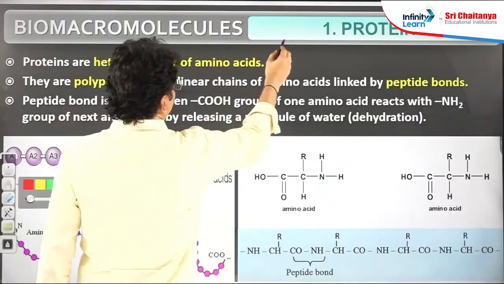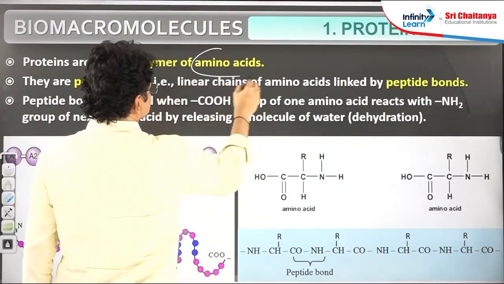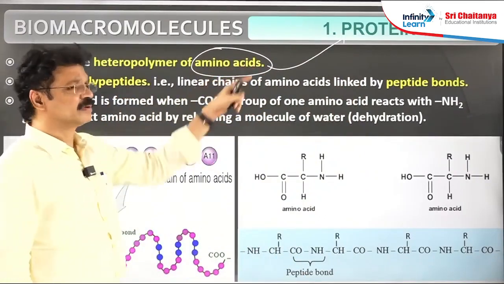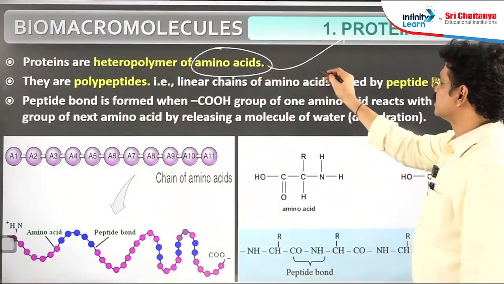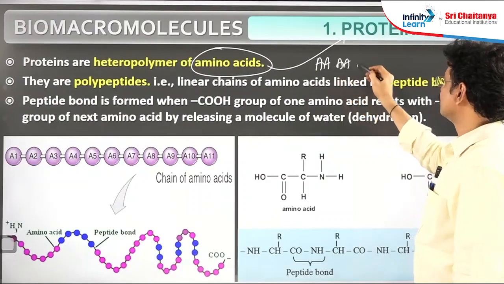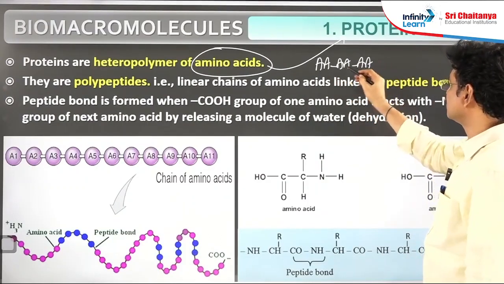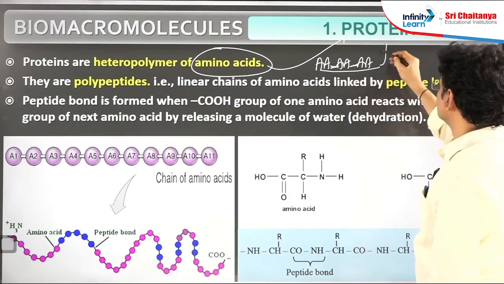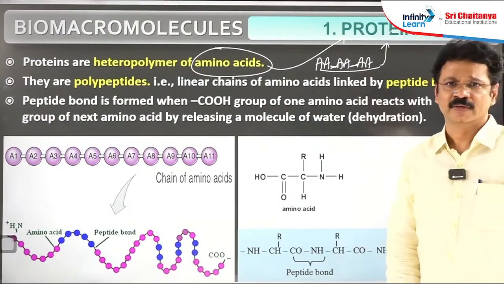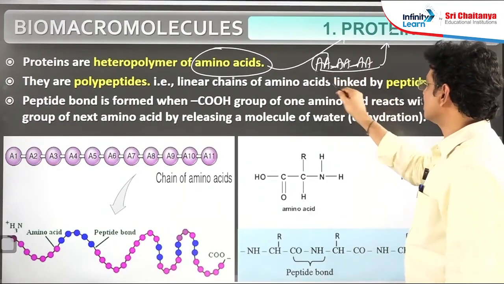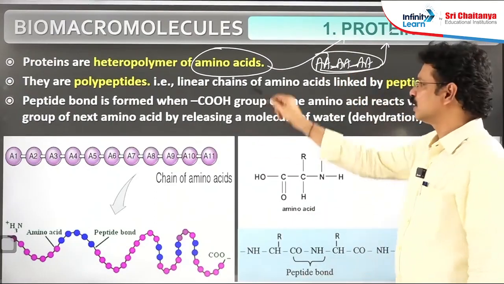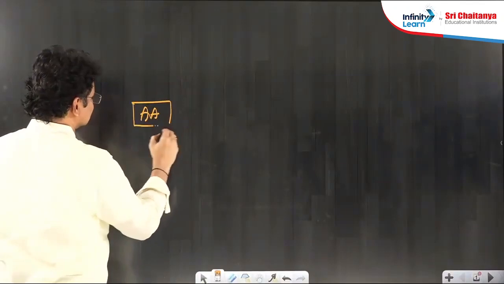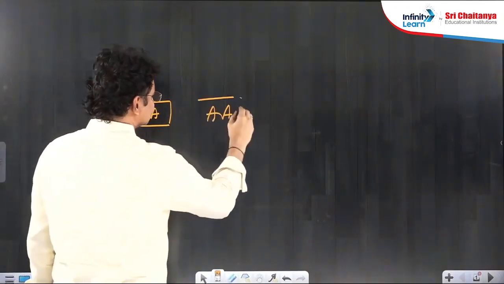Protein is a polymer of amino acids. Amino acids are the building blocks of the protein molecule. Many amino acids, amino acid 1, amino acid 2, amino acid 3, are bound to one another to form peptide bonds, and then a long chain is formed, which is called a protein. Hence we can say protein is the polymer of amino acids, or amino acids are the building blocks of protein. Amino acid is a brick-like structural unit.